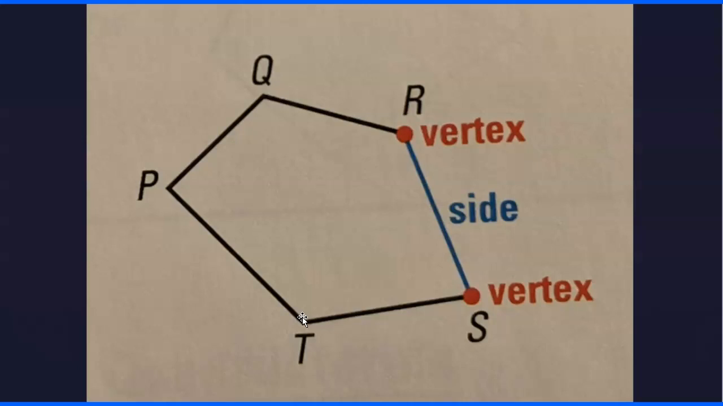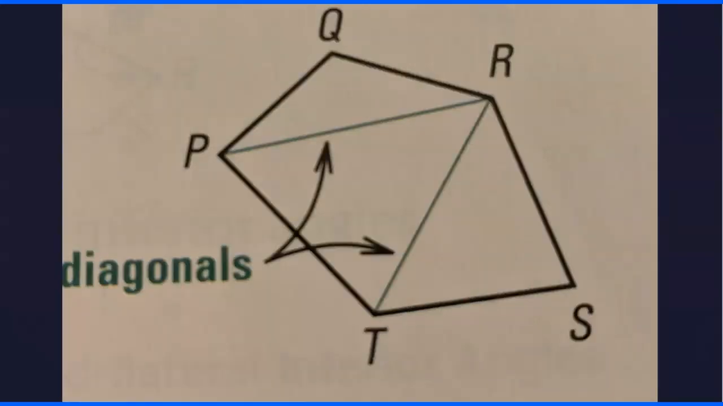A segment that joins 2 non-consecutive vertices, so from here to here, is called a diagonal. And let me get that diagram up. So R and S are consecutive, but R and T are non-consecutive. However, the line that forms this is called a diagonal, and you'll see it in the labeling here. We also have another one, PR. So TR and PR are the diagonals for this.